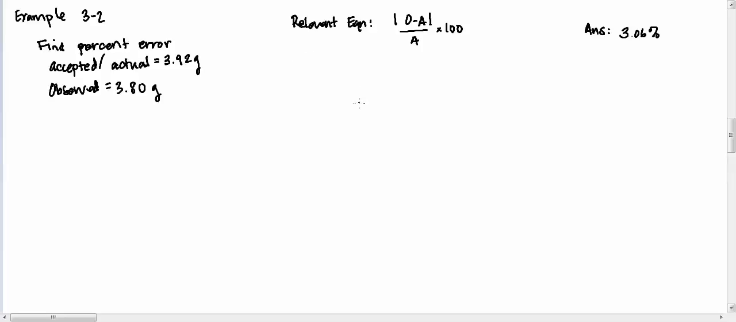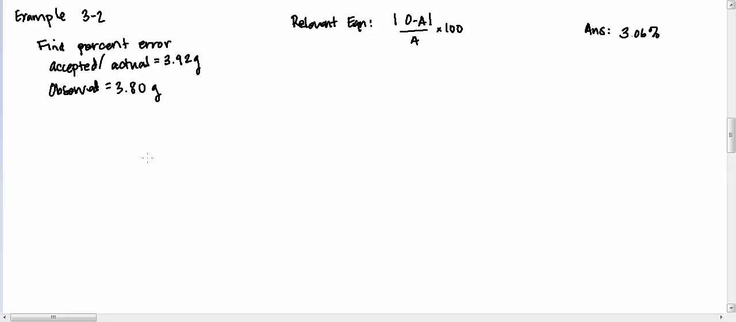All right, folks, we're trying to find a percent error here. So here's how to do this. In an experiment, you measure the mass of a product of a chemical reaction to be 3.80 grams. According to your theoretical calculations, you should have gotten 3.92 grams. What is the percent error of your work?